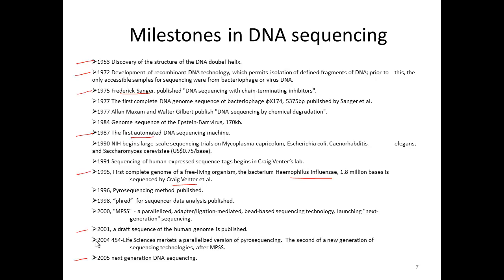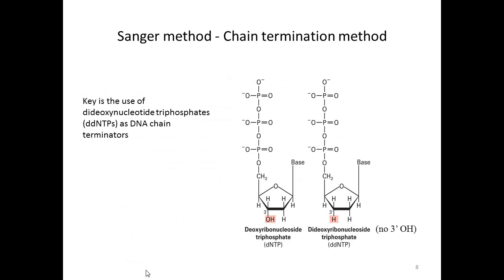And then in 2004 and 5, we get into the next generation sequencing where the costs plummet rapidly. And here's the molecule that's the key for this method. Here is a standard deoxynucleotide. Remember, it's deoxy because RNA has a hydroxy here, but it's deoxy. We just have a hydrogen atom.